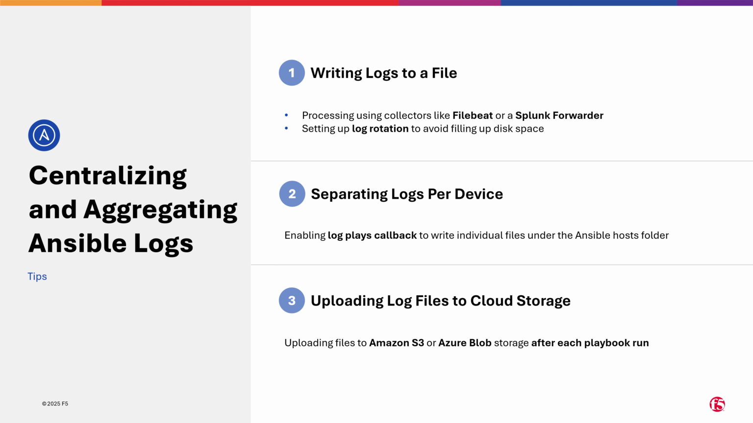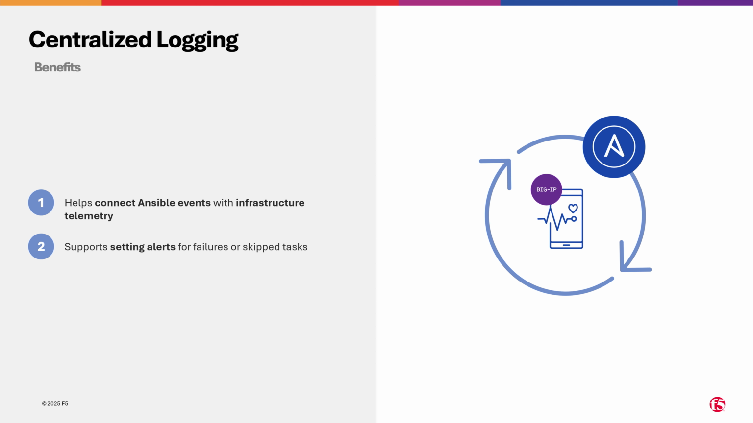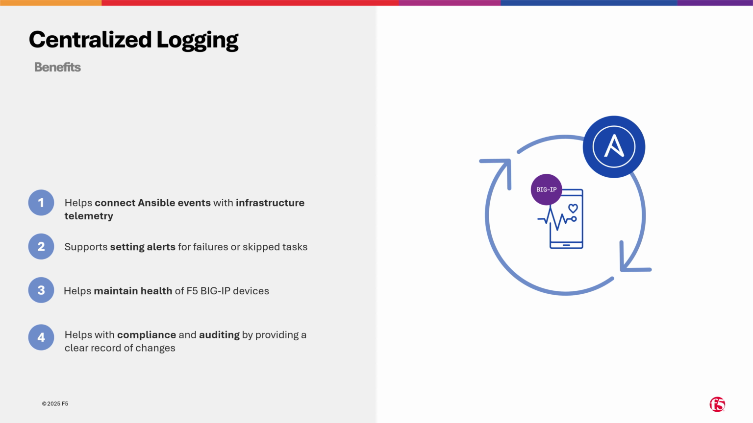This is common in CI/CD pipelines where Jenkins archives Ansible logs and artifacts to S3. Centralized logging helps connect Ansible events with infrastructure telemetry and supports setting alerts for failures or skipped tasks. This is important for maintaining the health of F5 Big IP devices. It also helps with compliance and auditing by providing a clear record of changes made to the infrastructure.